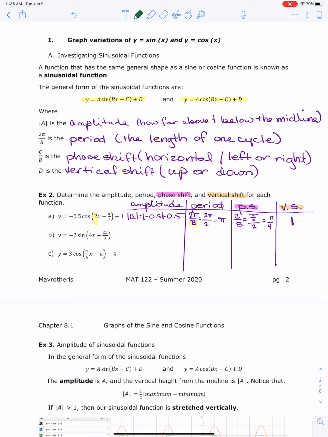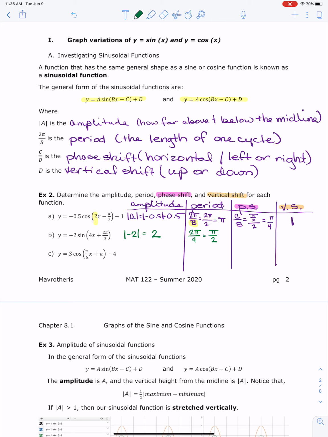Okay, and we're back. And B, absolute value of -2. The amplitude for the function is 2. 2 above, 2 below. Right? The period, 2 pi over B. Here B is 4. That reduces to pi over 2.